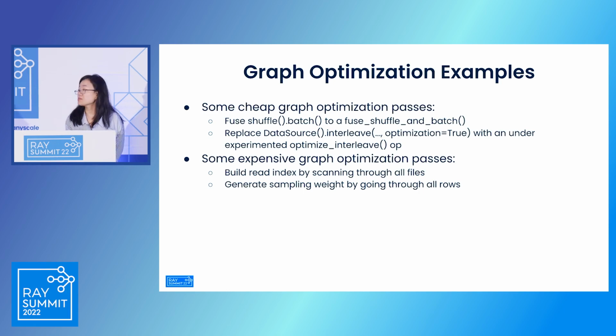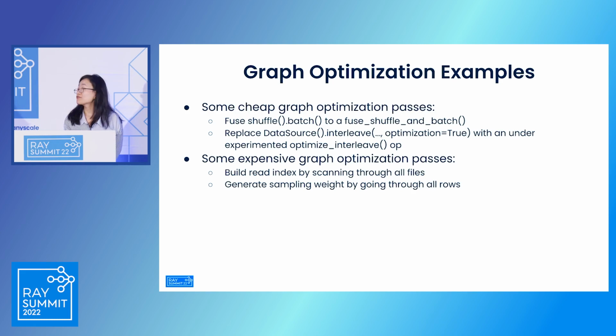There are some cheap and easy graph optimization passes. For example, if such a pattern is detected in a user-defined pipeline, we can replace it with a more efficient op. For example, if a user-defined shuffle is followed by a batch, we can replace that with a fused shuffle and batch. Basically, underneath, we can have better memory management with that new op.